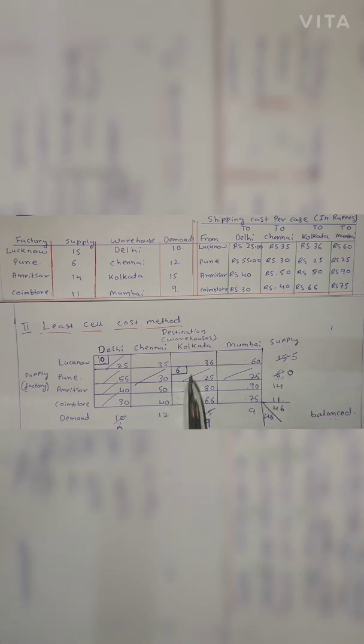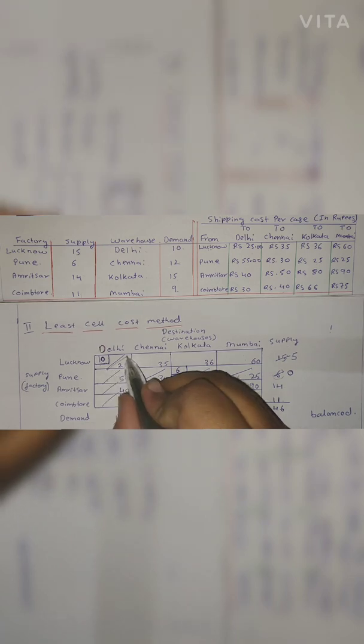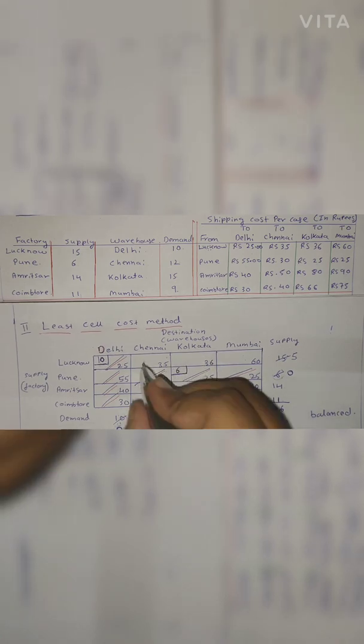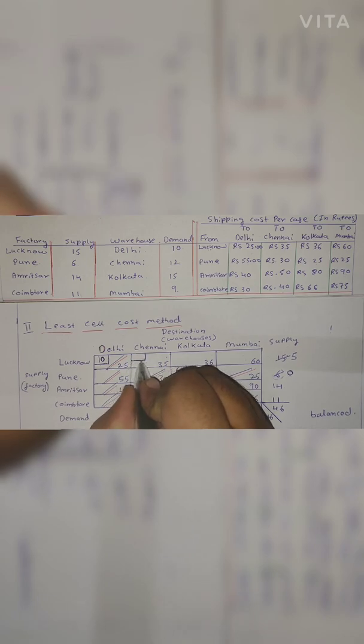Now which cells are left? These 3 cells above and these 6 cells below. I'll just mark the eliminated rows and columns in red. Now the remaining cells are 1, 2, 3, 4, 5, 6, 7, 8, 9. These 9 cells are remaining. In these 9 cells, we'll check which is the lowest one. We can see 35, 36, 60, 50, 80, 90, 40, 66, 75. Which is lowest among these? It is 35. So we'll draw a box at the lowest cell.